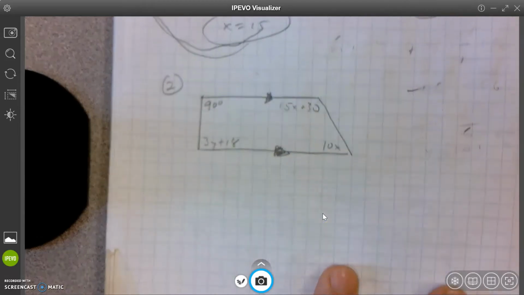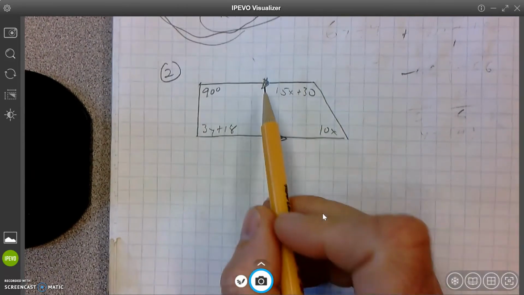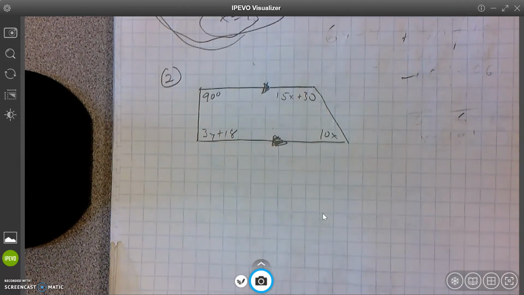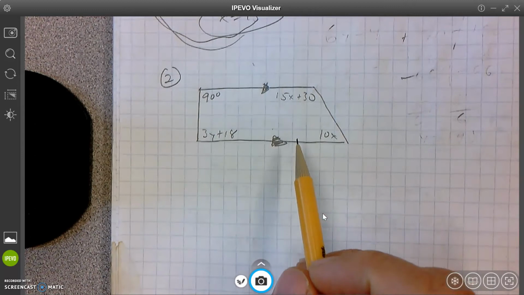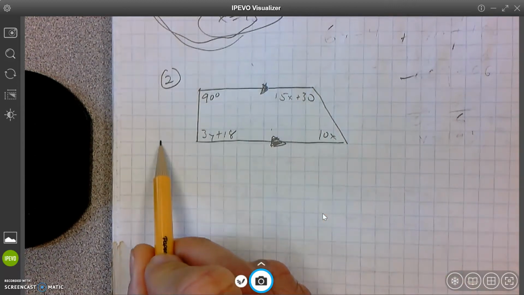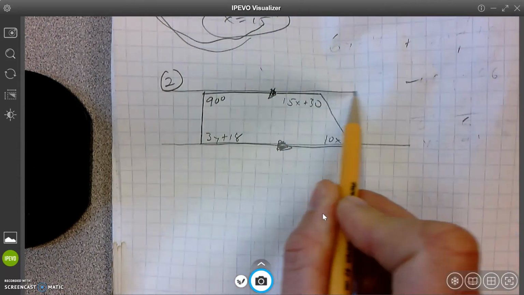Here is my number 2. So, it looks like that. So the first thing I notice is we have parallel lines. So that indicates that I have all of those relationships at my disposal, which are alternate interior, alternate exterior, corresponding, etc. So I'm going to make it look like something that's familiar. So I'm going to extend this line and extend this line like so.